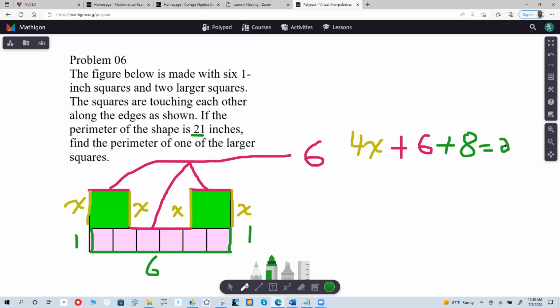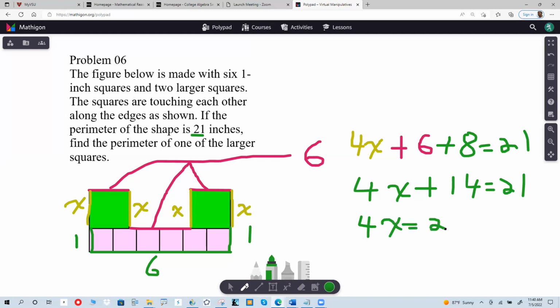And from this equation, I can easily solve for x. 4x plus 14. 8 plus 6 is 14. And 21. And I subtract 14 from both sides. I get 4x equal to 21 minus 14 is 7, and x is equal to 7 over 4, which is a decimal number, right? If you really want to write it in fraction, it's going to be 1 3/4. I'm going to check my answer.